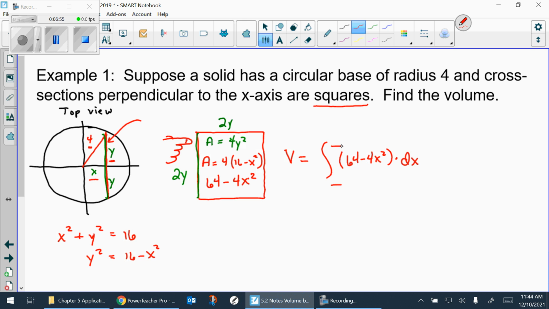Again, I come back to my drawing. This solid starts way over here. The x values start way over here, and they end here. So if this is a circle with radius 4, I think we're starting at -4 and ending when x is +4.